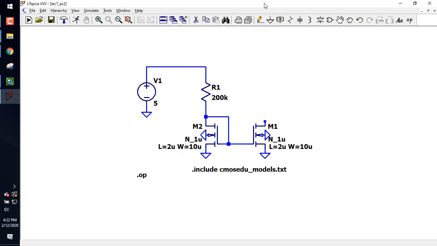0.29. How do I get 0.29? It's VGS minus the threshold. Let's find out. It's VDS set, it's V overdrive.